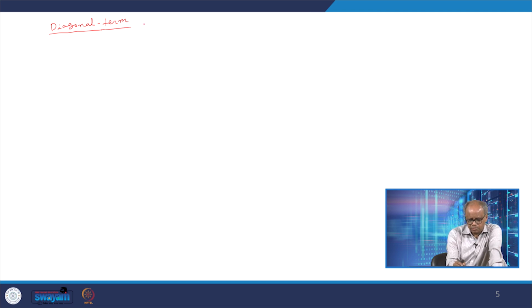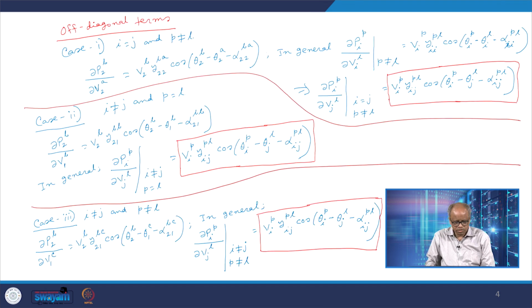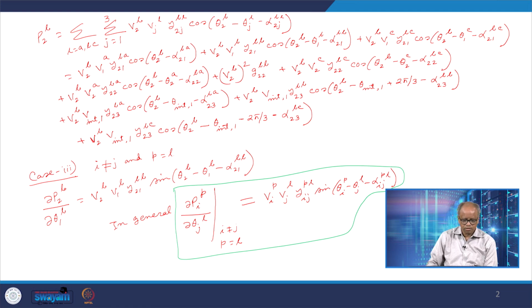So, what is the diagonal term? Diagonal term is essentially, we said that I is equal to J and P is equal to L. That means it will be del P2B by del V2B, essentially I is equal to J and P is equal to L. So, now let us look at the expression of P2B, where I do have V2B everywhere. All the terms in this long expression have got V2B.